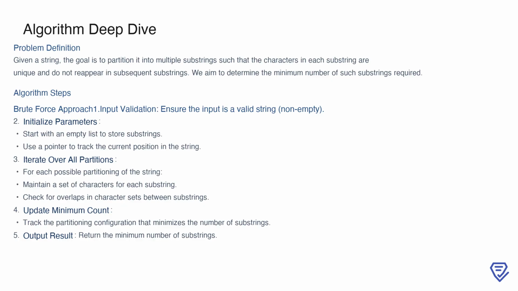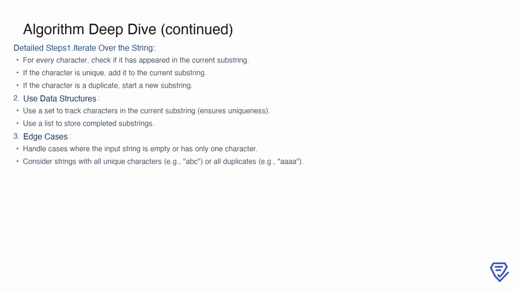While this approach is conceptually straightforward, it can be computationally expensive due to the exhaustive checks required for all possible partitions. To dive deeper into the steps, we start by iterating over the string. For each character, we check if it has already appeared in the current substring. If the character is unique, it is added to the current substring. However, if a duplicate is detected, a new substring is started. To facilitate this process, we use a set to track the characters within the current substring, ensuring all entries are unique, and a list to store the completed substrings.